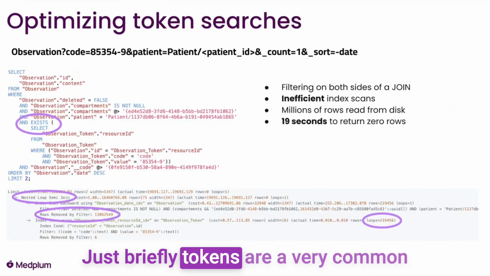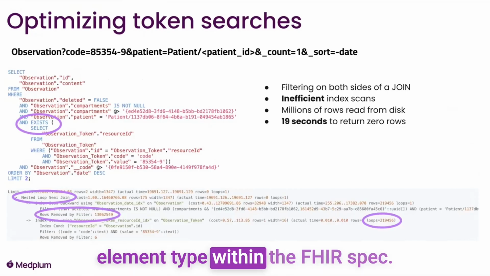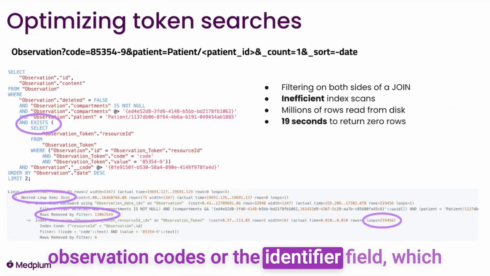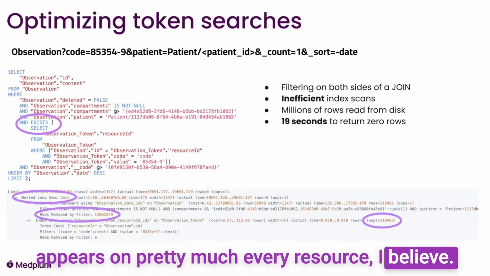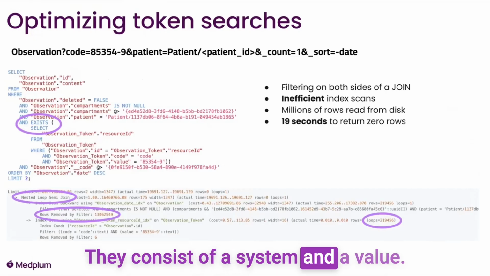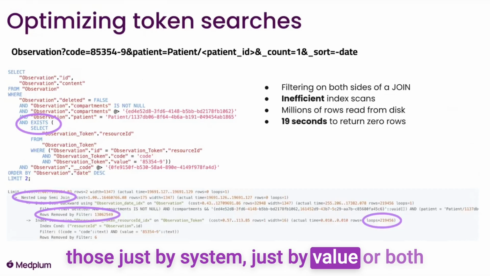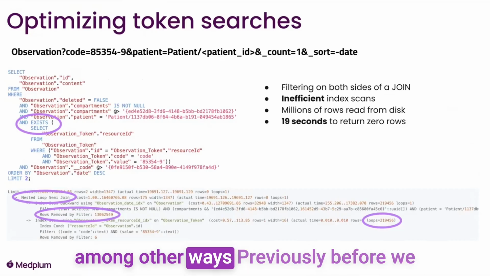Just briefly, tokens are a very common element type within the FHIR spec. They appear all over the place, things like observation codes or the identifier field, which appears on pretty much every resource, I believe. They consist of a system and a value and can be queried in any combination of those: just by system, just by value, or both, among other ways.